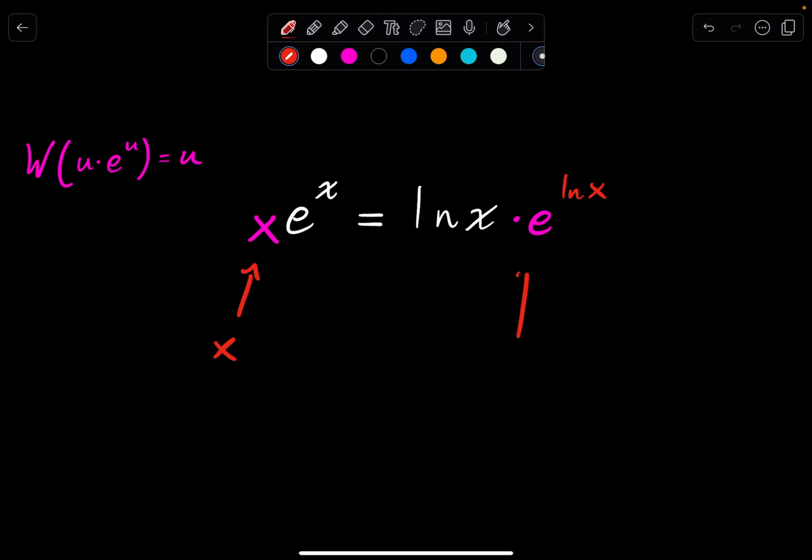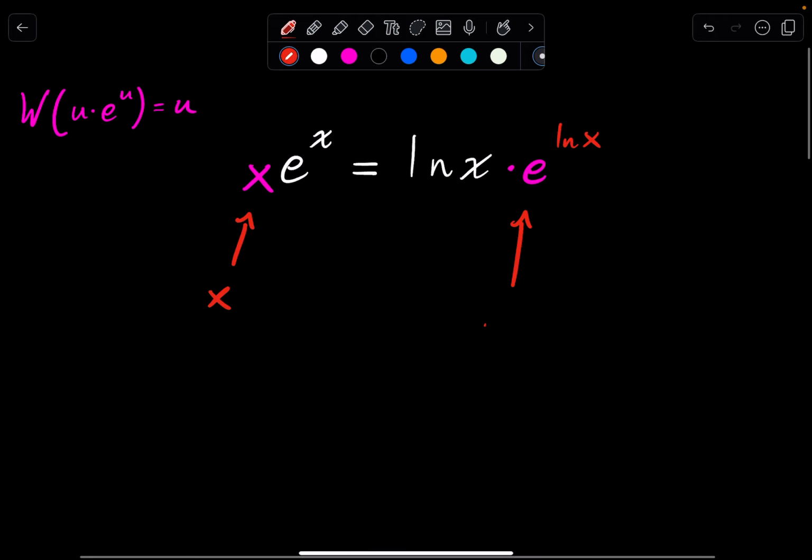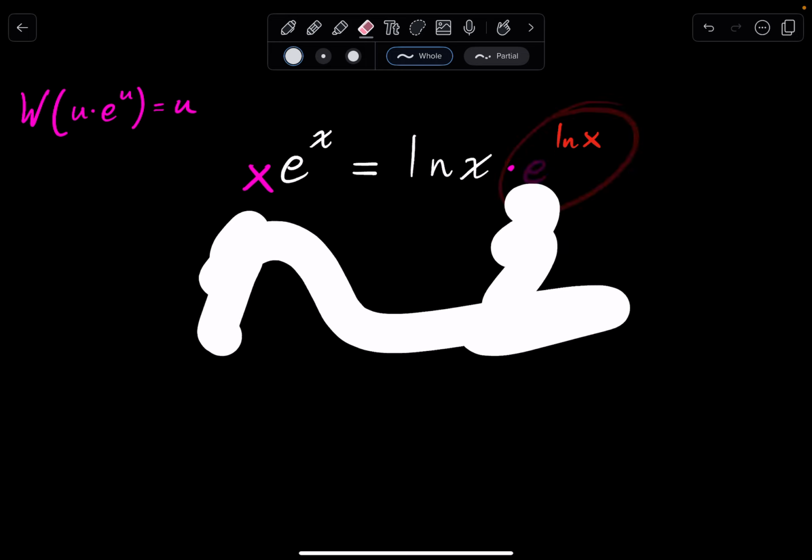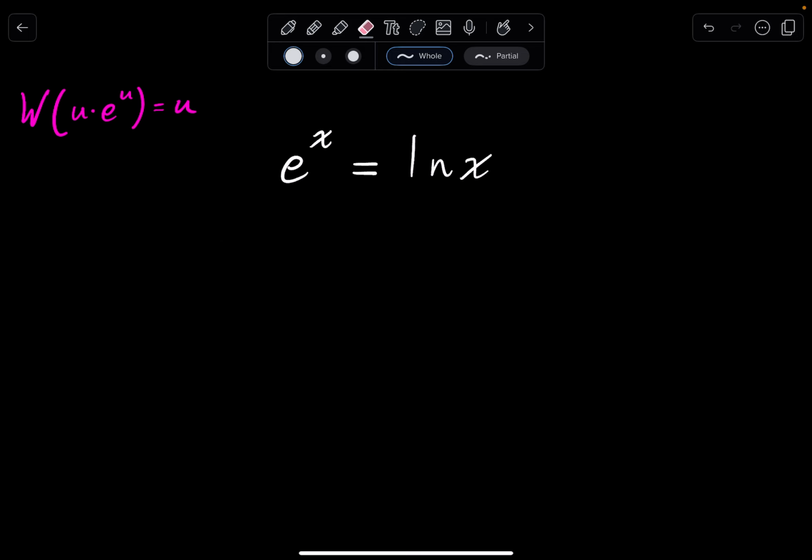And what am I multiplying by on the right-hand side? e to the ln of x. But e and ln cancel, so that's equal to x. This entire term is also x, so that means this is a valid multiplication. If you didn't catch that, this is all we're doing: multiply both sides by x. x times e to the x equals x ln x. And this is just with our standard algebra because we're multiplying both sides by x.